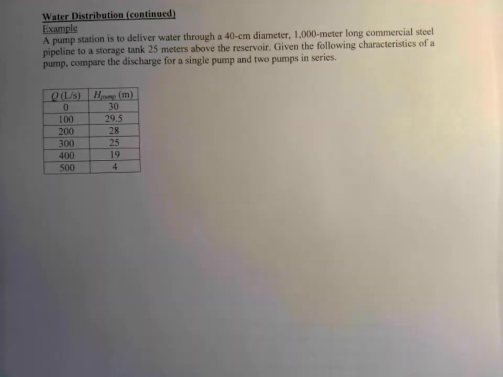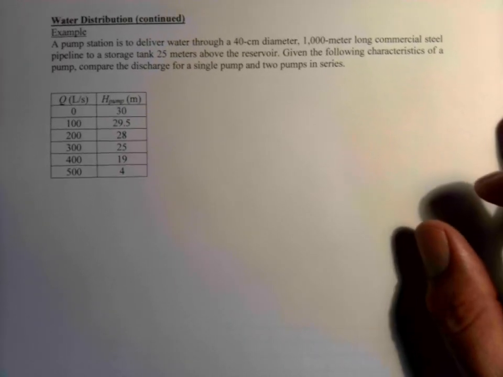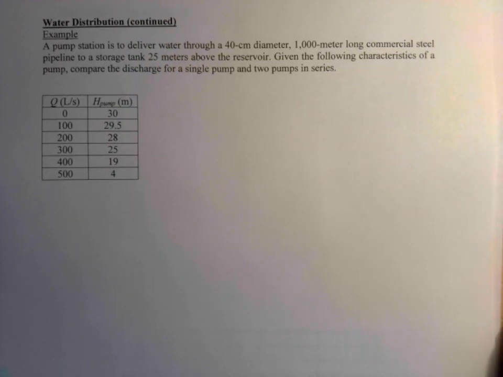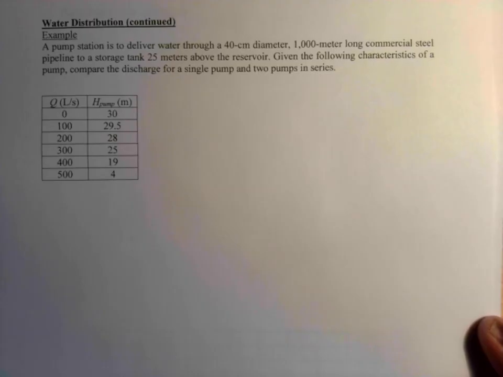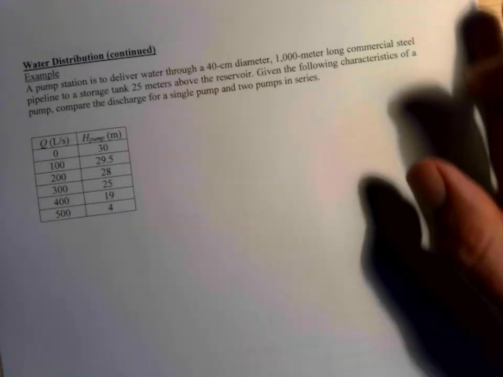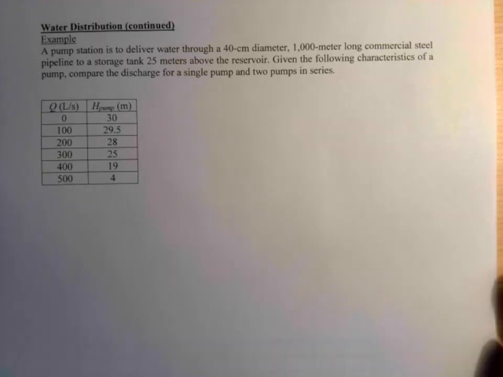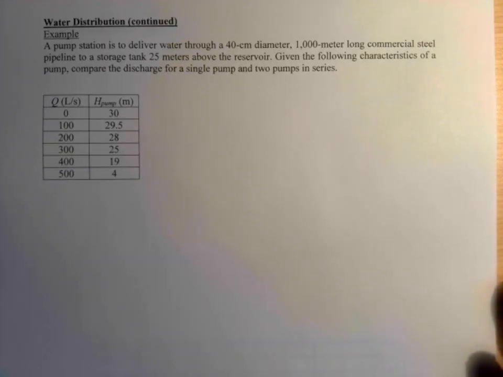All right, so we're back here continuing to talk about water distribution. And in this video, we're going to go through an example where we look at how to calculate the flow rate in a pipeline when there's a pump that is being used to move the water to add energy. Okay, and so in this example, we want to look at what happens if we have two pumps.